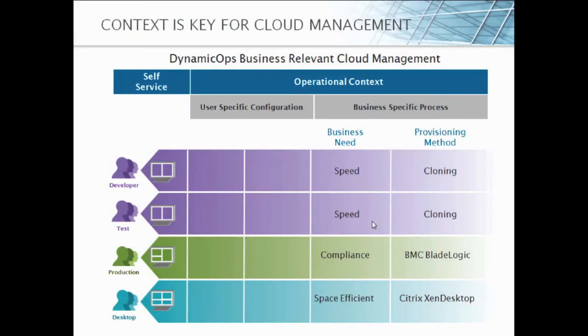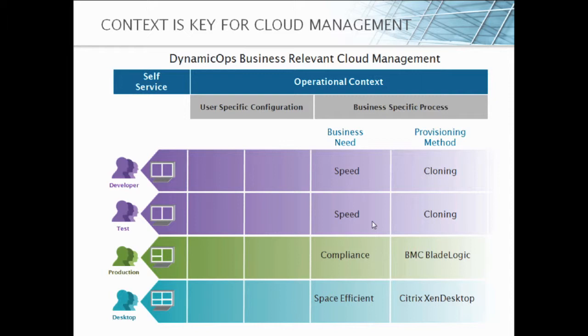The production group, on the other hand, is more concerned about compliance, to make sure they run the latest software revision levels, patch management, and so forth. So they're looking for an enterprise tool like BMC BladeLogic, HP Server Automation, or Microsoft SCCM. The desktop group, on the other hand, is more concerned about cost. Data center storage is far more expensive than desktop storage, and so they're looking for a provisioning methodology that provides a space-efficient use of storage. So they're looking at things like Citrix XenDesktop, NetApp FlexClone, and other space-efficient ways to deploy their application software.